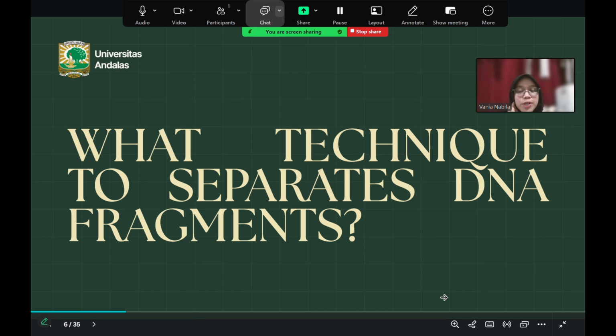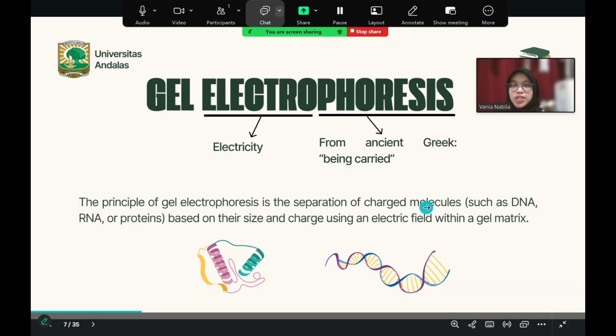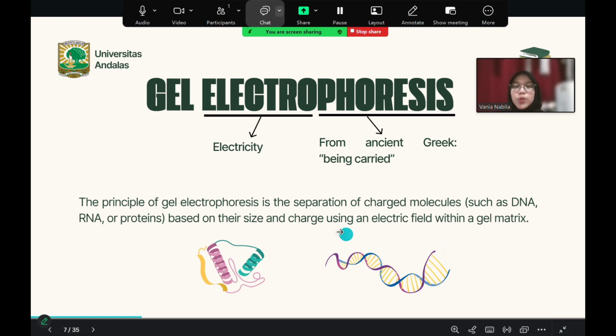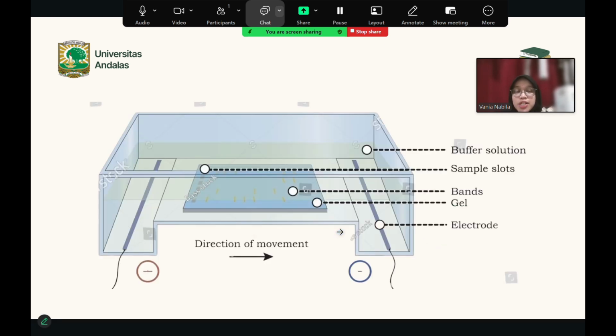So what techniques can separate DNA fragments? We can use gel electrophoresis, where the principle is the separation of charged molecules based on their size and charge using an electric field within a gel matrix.